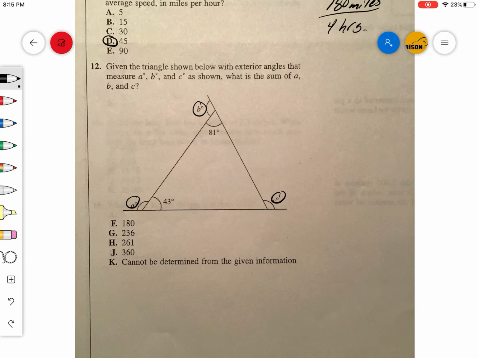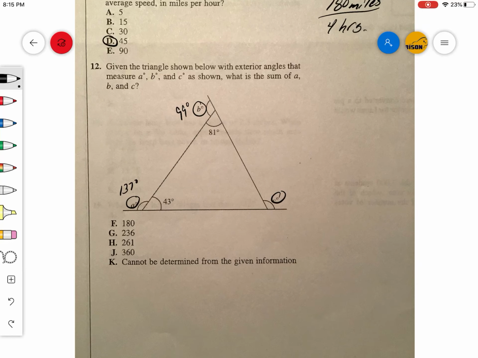So A and 43 should add up to be 180. If I do 180 and subtract 43, it's 137 degrees. So I know out here I've got 137 degrees. B and 81 should add up to be 180, sorry. So if I do 180 minus 81, that gives me 99 degrees.